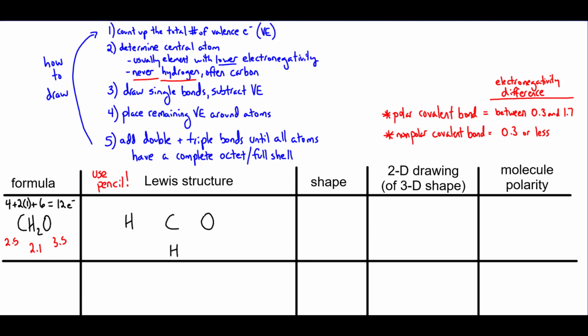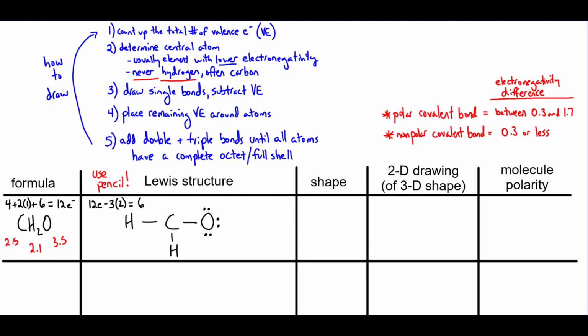Next up, we need to draw single bonds and subtract the valence electrons. So that's going to take 3 single bonds. And I'll take my 12 electrons, and I'm going to subtract off 2, 4, and 6, because there are 2 electrons in every bond. That's 3 times 2. So 12 minus 6 works out to be 6 electrons left over, and we're going to place those remaining valence electrons around the atoms. I'm just going to choose to put them on oxygen, because it's more electronegative, but it really wouldn't matter if you put 4 on oxygen and put 2 on carbon.